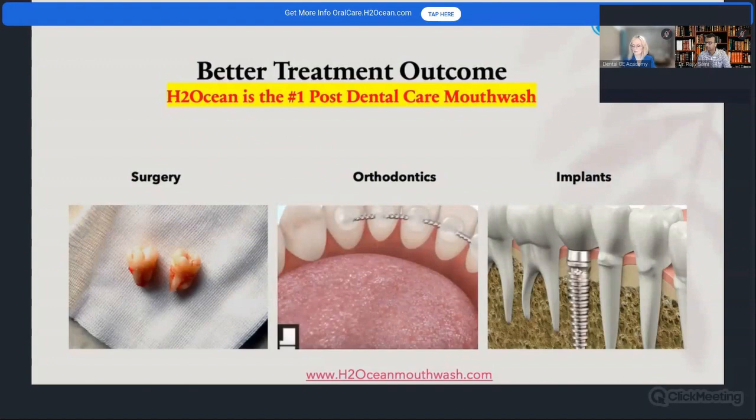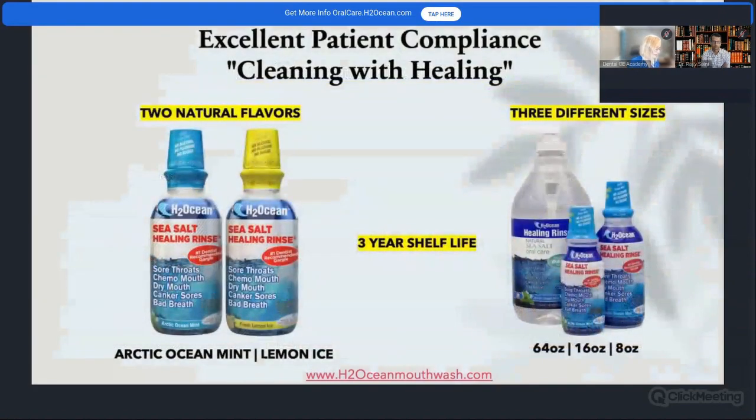Why choose H2 Ocean? H2 Ocean has become the #1 post-dental care mouthwash for surgery, orthodontic, and implant. We offer excellent patient compliance with our cleaning with healing approach. Our product comes in 2 natural flavors, Arctic Ocean Mint and Lemon Ice, and also 3 different sizes to suit various needs. 64 ounce for maybe your patient room for post and pre rinses. 16 ounce should last your patient maybe about 1 month if used once or twice a day. Or an 8 ounce that's easy to travel with. All of our mouthwashes come with a 3-year shelf life.